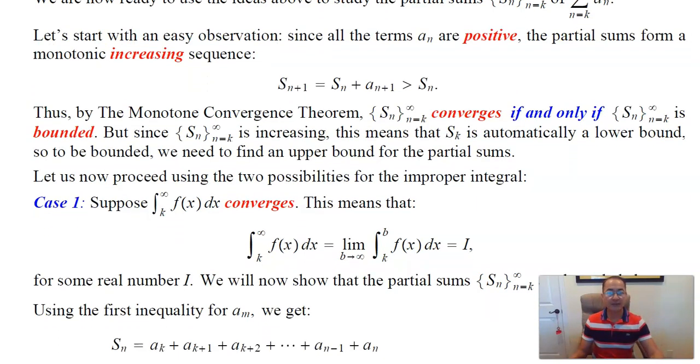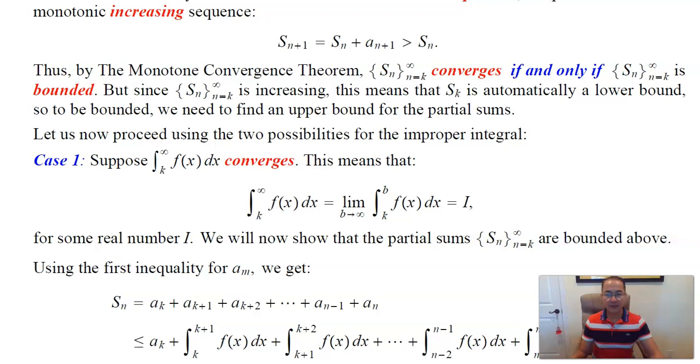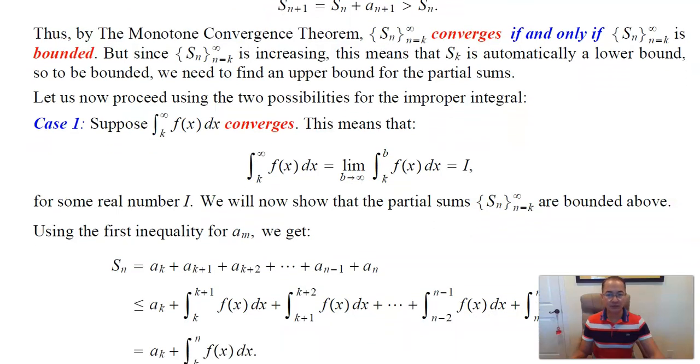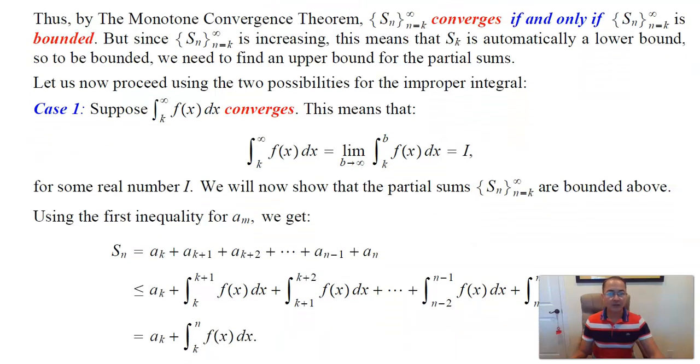So let's look at the first case where our improper integral converges. That means that the limit of the definite integral from k to b as b goes to infinity must converge to I. Now we will show that the sequence of partial sums is bounded above. We can find an upper bound for that sequence of partial sums.